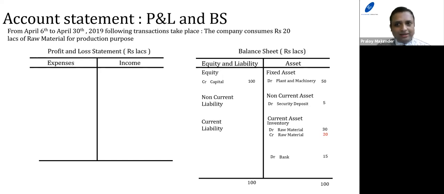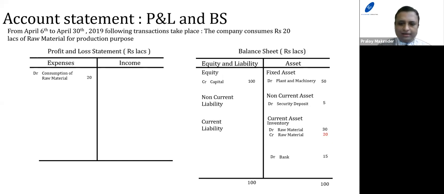Now, what would be the corresponding entry? The second entry would be the debit. But when an entity consumes raw material, it is permanently consuming it. Since it is permanently consumed, a permanent outflow is happening, or a permanent expense, so it would be expenses. Same principle we are applying, what we have discussed previously. So debit, profit and loss, expenses, consumption of raw material of 20 lakhs. If you look at it, till now, only entries were coming in the balance sheet. Now, entries are coming in both balance sheet and P&L.